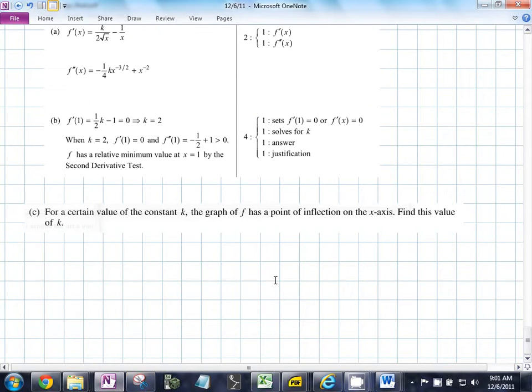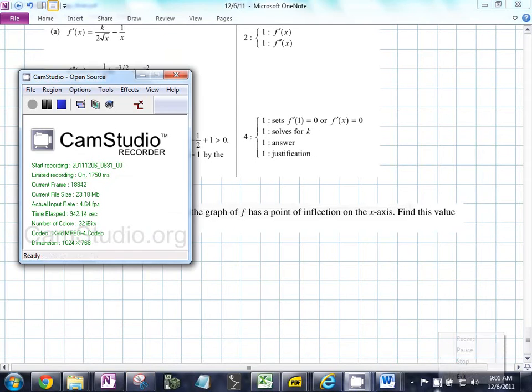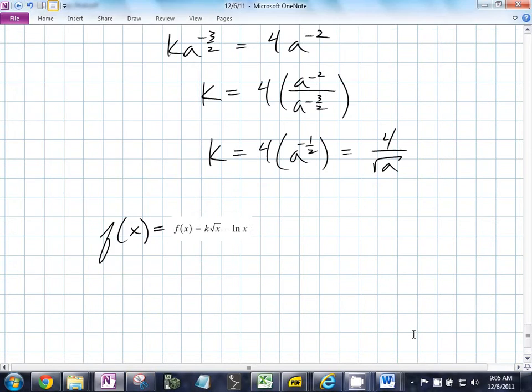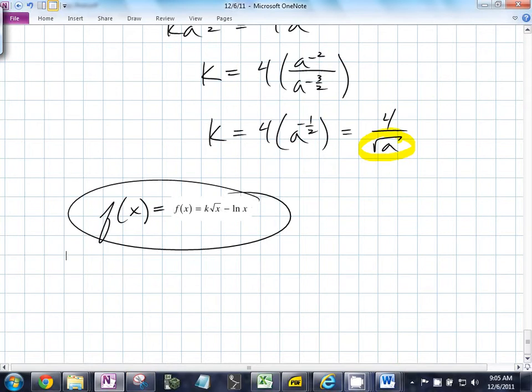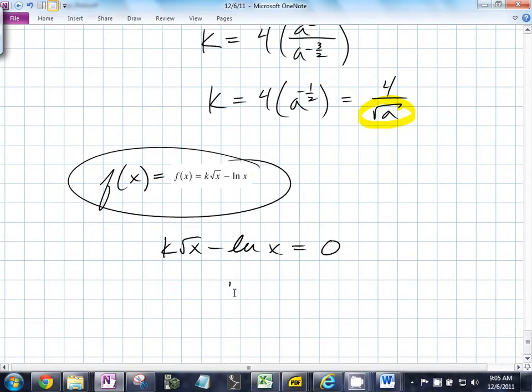So this is pretty clean, but we're not quite there yet. What do we know? We need to look where that crosses the x-axis. So where does k root x minus ln x equal 0? Well, that's where k root x is equal to ln x. So that's when k is equal to ln x over root x. So that right there is the x-intercept, right? So that means that that's equal to what?